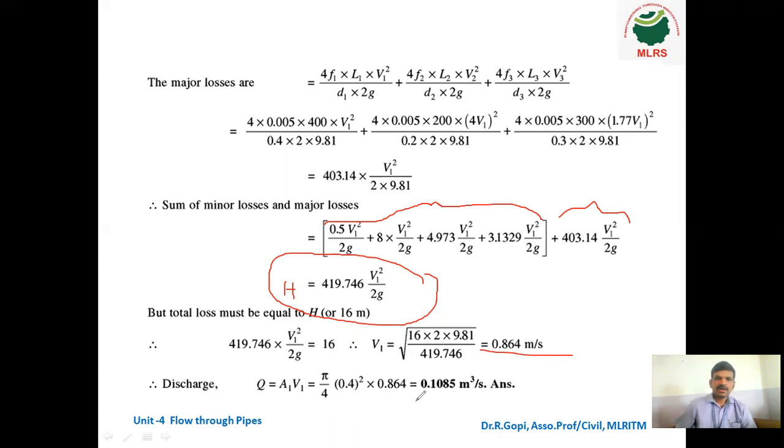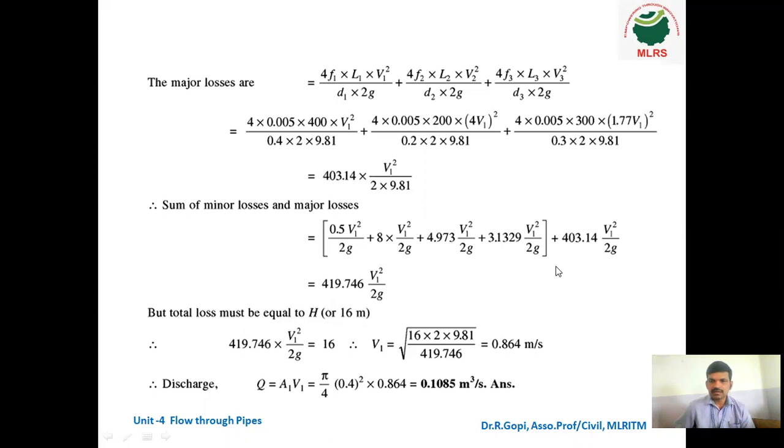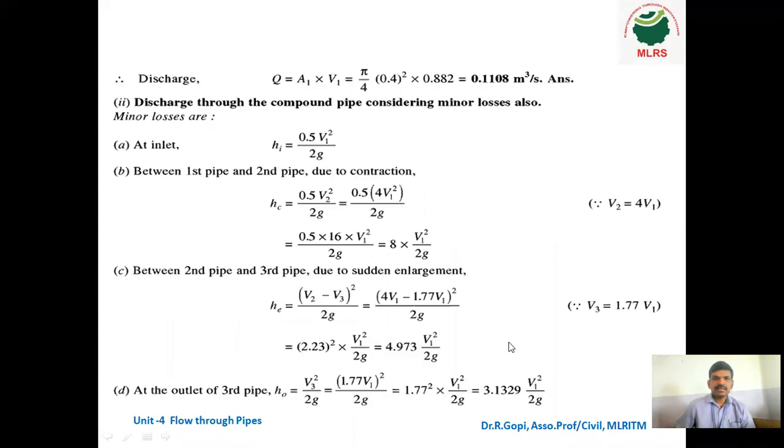Okay, so finally we got the discharge 0.1085 meter cube per second. This is the answer. Now we will compare the velocity and the discharge in case of previous case and this case. So first we will compare the discharge.